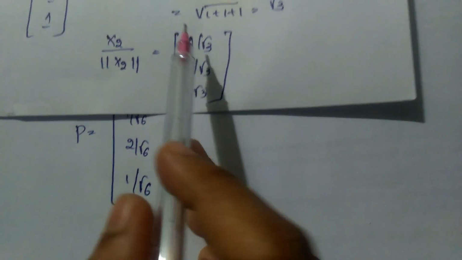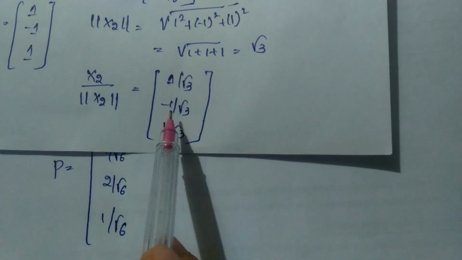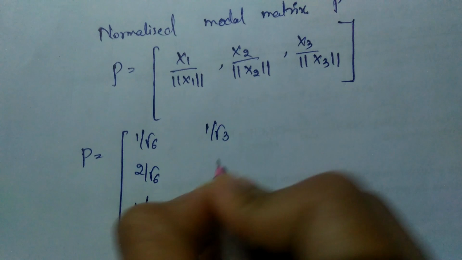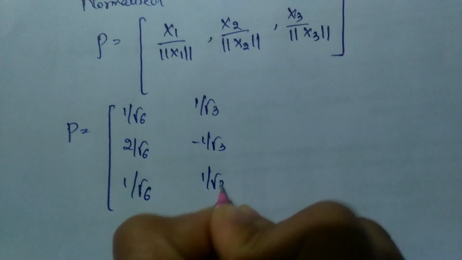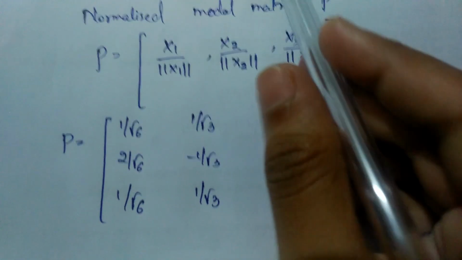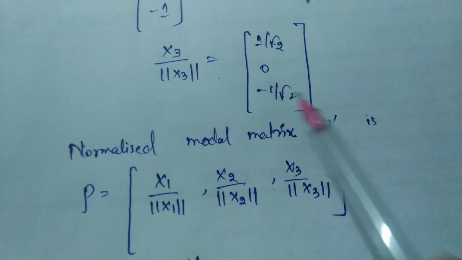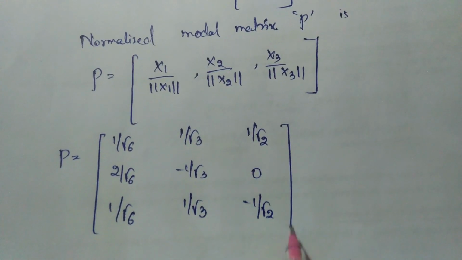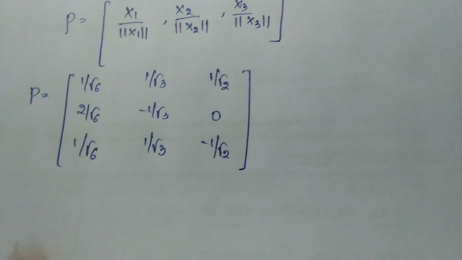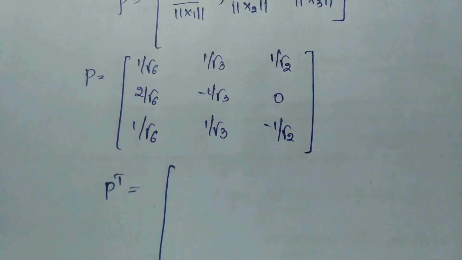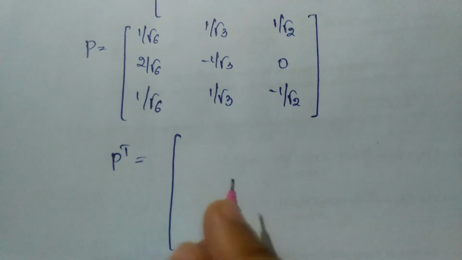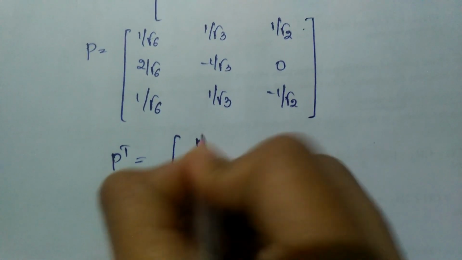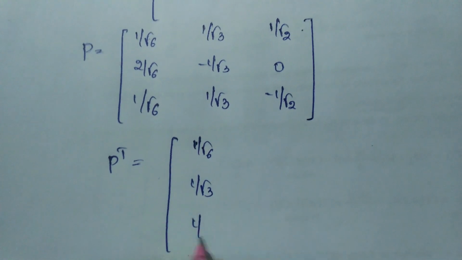Then in the second column we write x2 by norm x2: 1 by root 3, minus 1 by root 3 and 1 by root 3. Then the third column is x3 by norm x3, which we got as 1 by root 2, 0, minus 1 by root 2. So this is the normalized modal matrix P. P transpose is nothing but changing the rows into columns or columns into rows. So writing the first row as a column, we get 1 by root 6, 1 by root 3 and 1 by root 2.